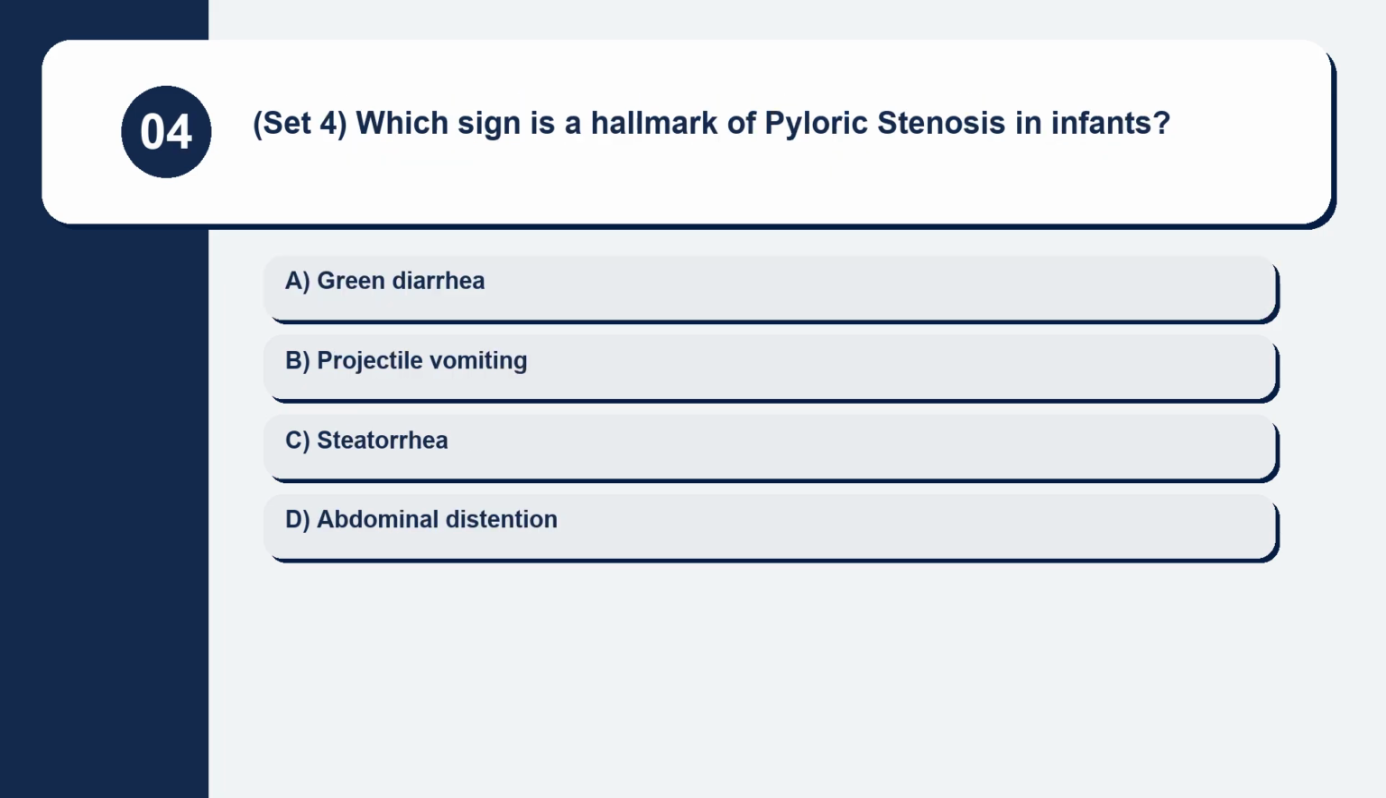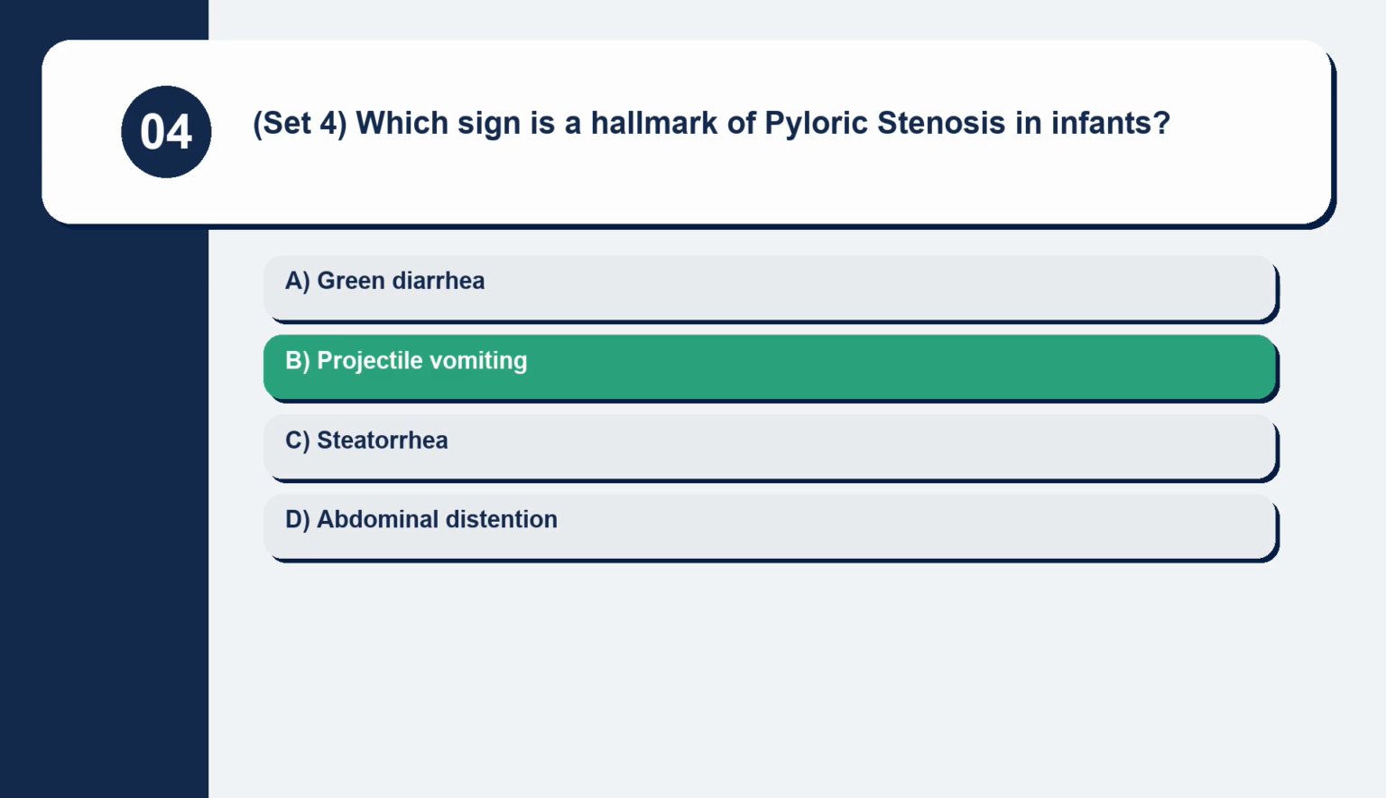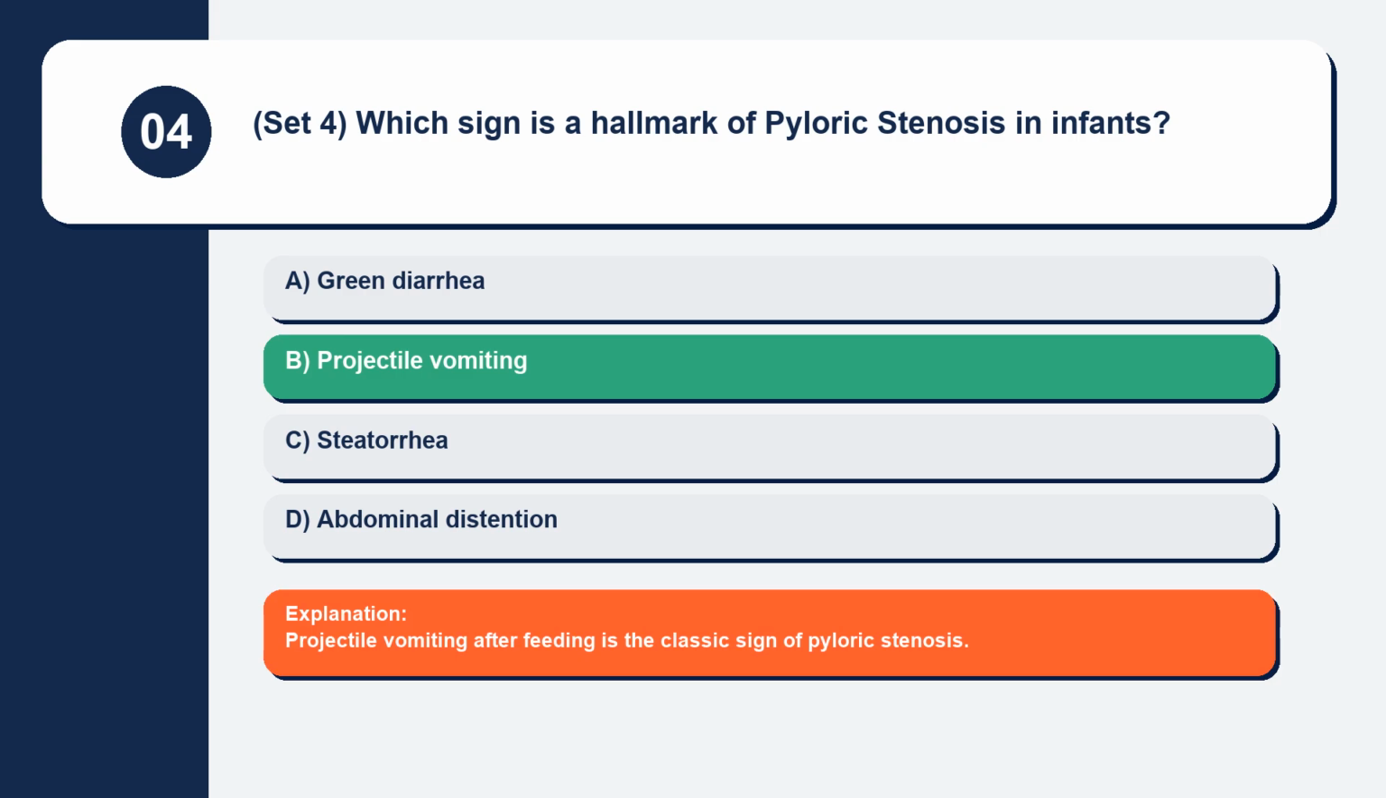Question 4. Set 4. Which sign is a hallmark of pyloric stenosis in infants? Green diarrhea, projectile vomiting, steatorrhea, abdominal distension. Projectile vomiting after feeding is the classic sign of pyloric stenosis.